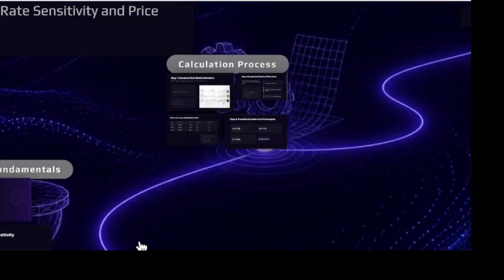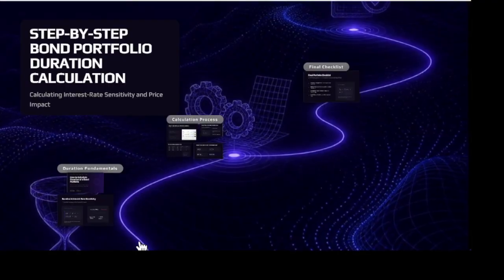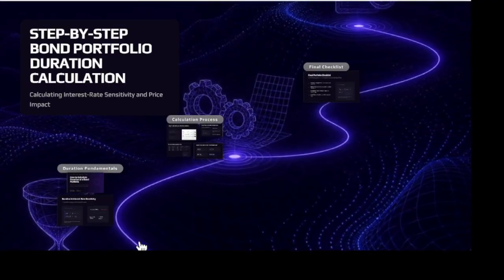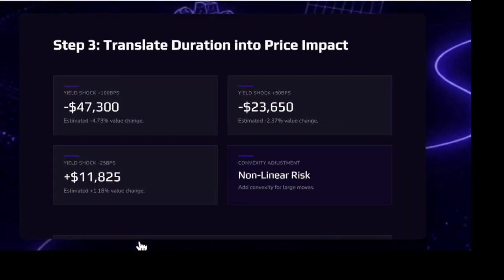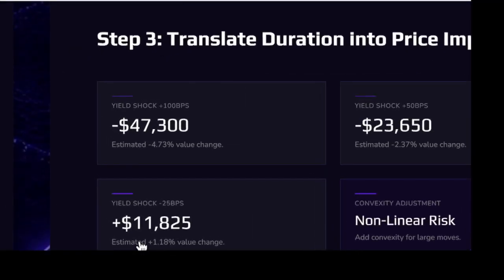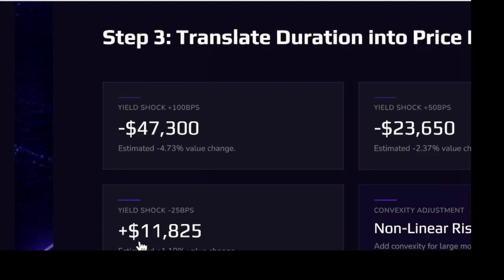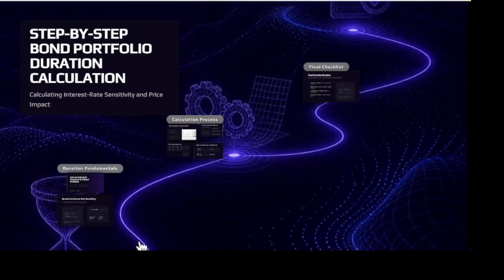We've calculated individual durations and portfolio weights. Next, we translate these into expected price impacts. A duration of 4.73 helps estimate value changes for specific yield shocks. A 100 basis point rise in yields would lead to an estimated loss of $47,300.